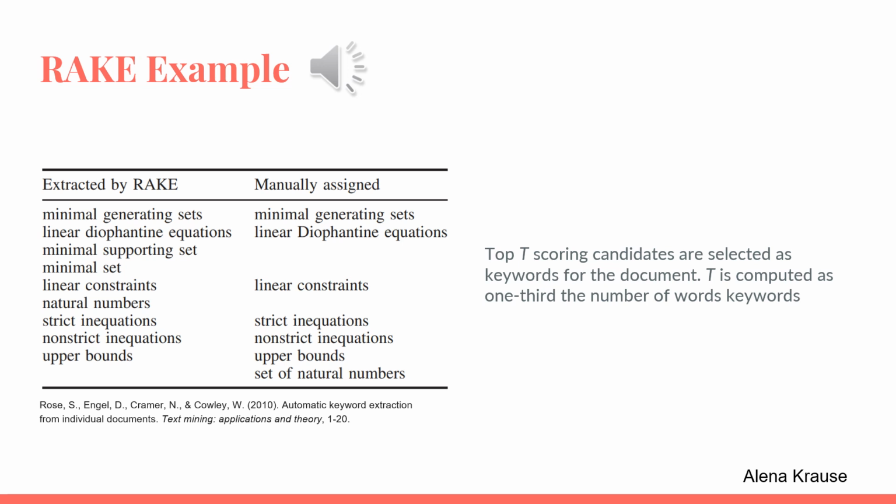After the candidate keywords are scored, the top T scoring candidates are selected as the final keywords for the document. We can compute T as like one third of the number of words in the keywords, or some other threshold can be used depending on how many keywords you want to extract for a particular text.